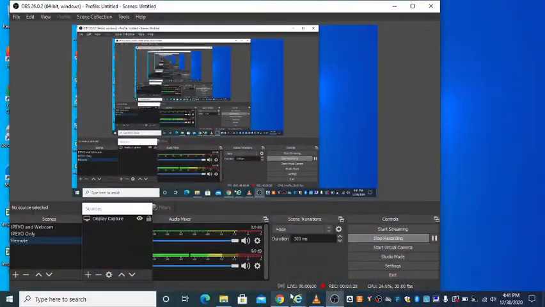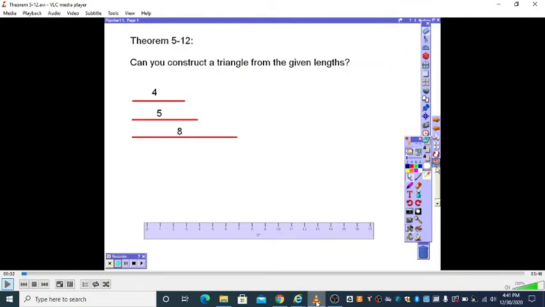I'm going to go to a video that I actually made many years ago, and I want to see if you guys can answer the questions I have from this video. So here's what it says. Can you construct a triangle with the given lengths 4, 5, and 8? So take those three pieces right there. See if you can put that together in your mind and figure out if a triangle can be formed.